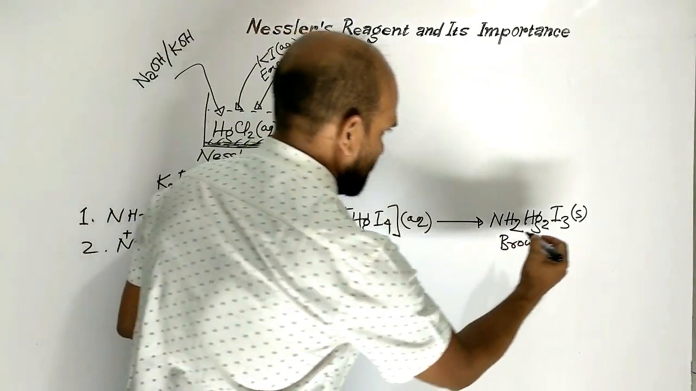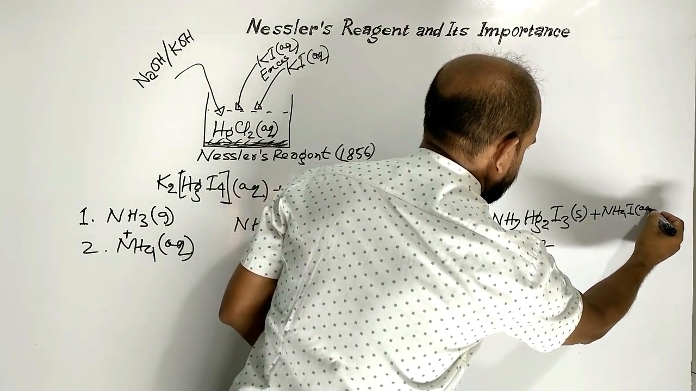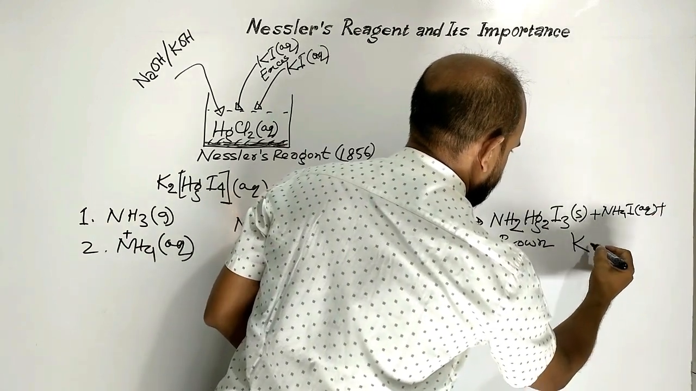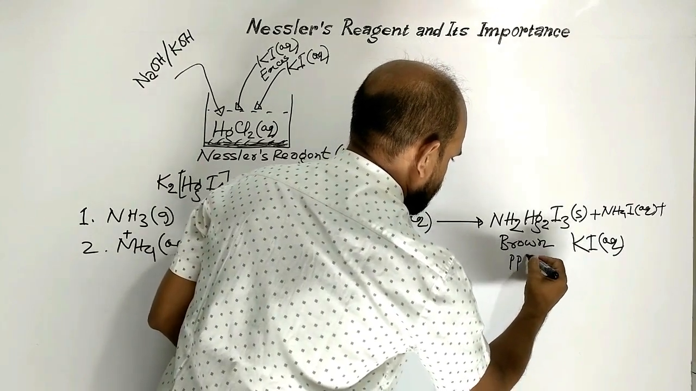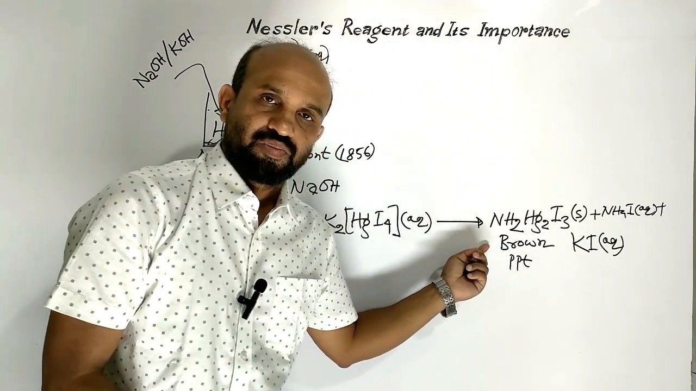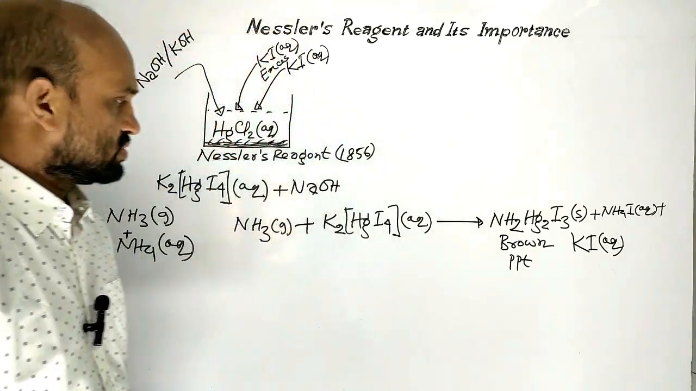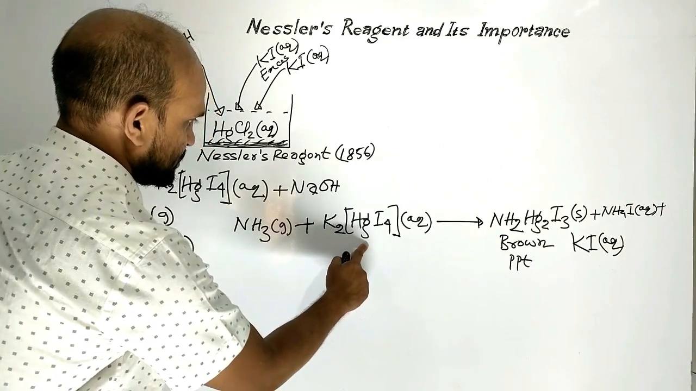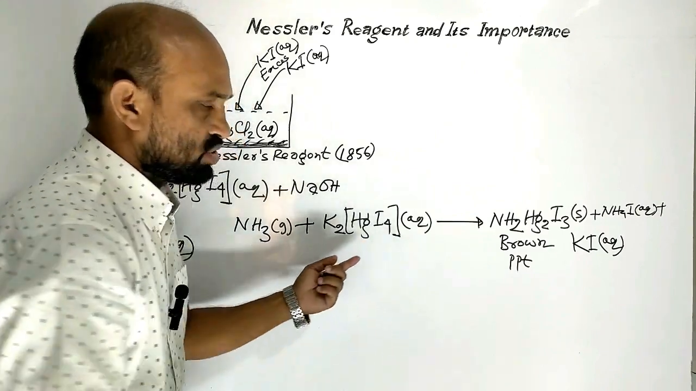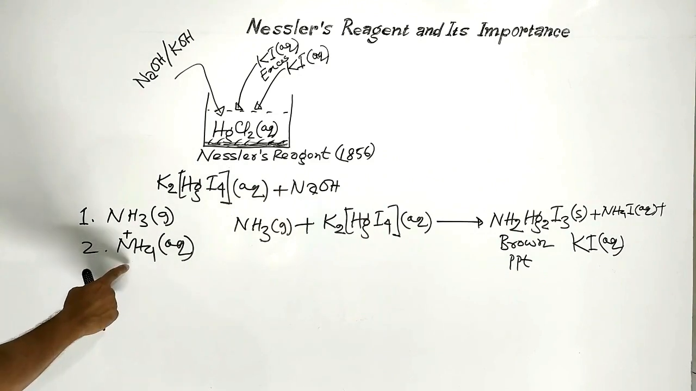Here, the byproducts are ammonium iodide and potassium iodide. This is the brown precipitate of amino mercuric iodide. In this way, ammonia is identified with the help of Nessler's reagent, potassium tetraiodomercurate 2. Now, let us see identification of ammonium ion.